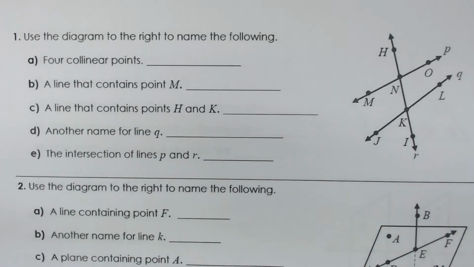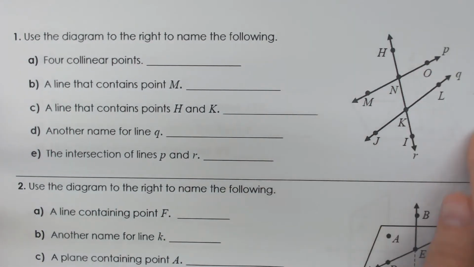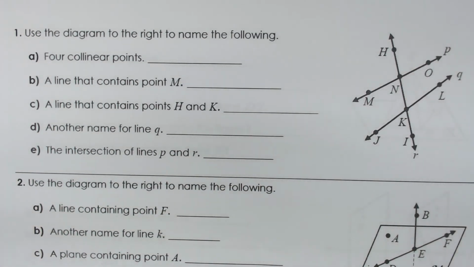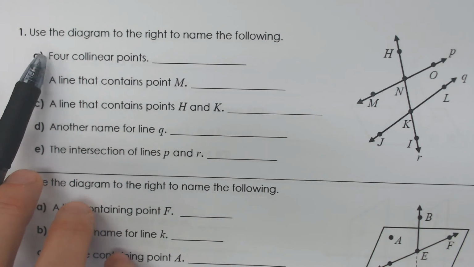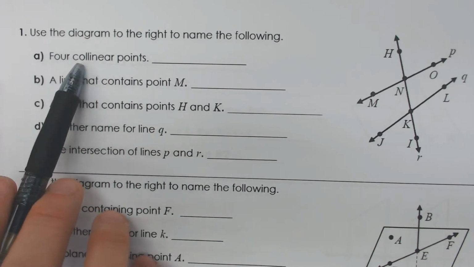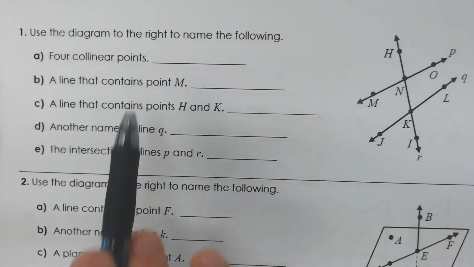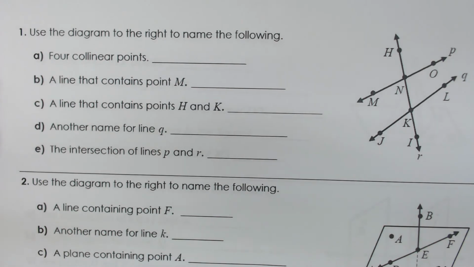So what does this actually look like? Well, in most situations, you're going to be given a diagram, and that could have lines or planes or even angles on it, which we haven't talked about yet. And they're going to ask some questions. So for instance, in this first one, it says four collinear points. So we're going to name four points that happen to be on the same line.